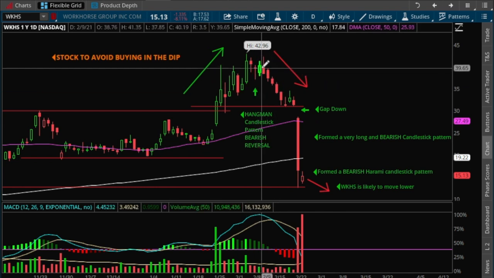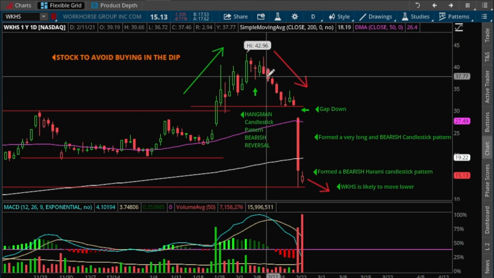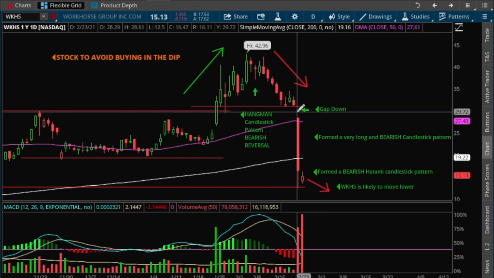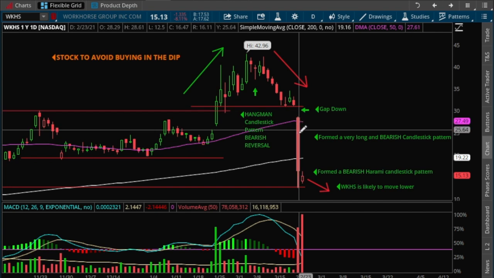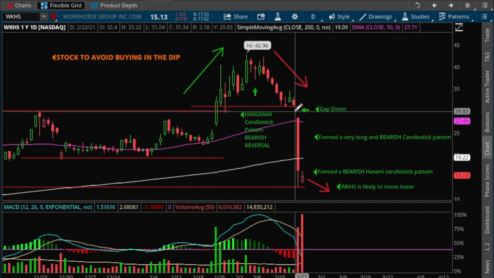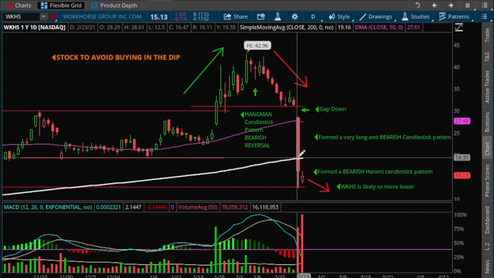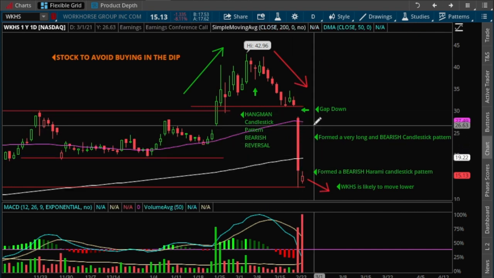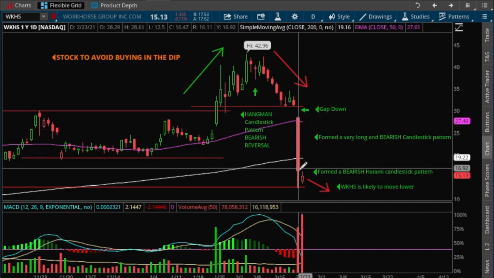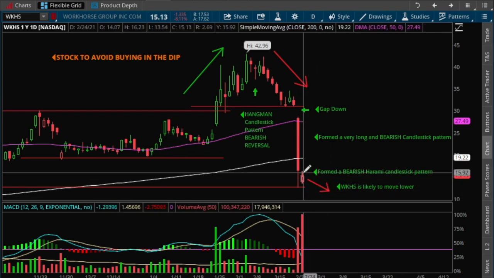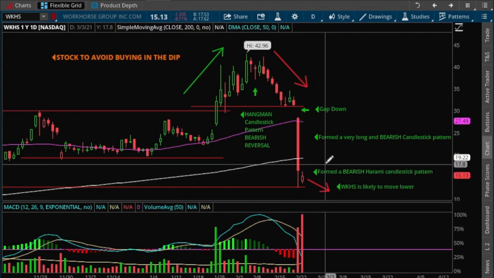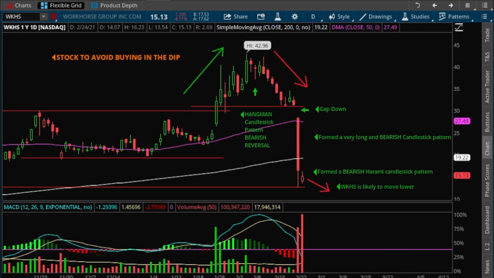It did not confirm right away, but 2 days later, Workhorse started to trend downward. On Tuesday, news came out that it didn't get the contract and its stock tanked. It did gap down, but the candlestick was not a hammer candlestick, but a very big bearish candlestick pattern. Today's candlestick confirmed Workhorse is moving lower when it formed a bearish harami candlestick formation, or a bearish inside day formation. Had you bought in the dip as everyone has suggested, you would be buying into a falling knife. And catching that falling knife is very bloody as it will cut you very deep into your portfolio.